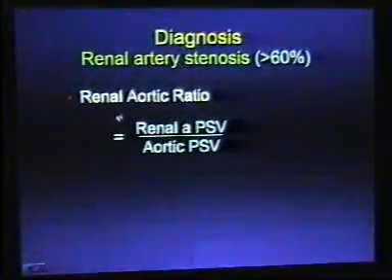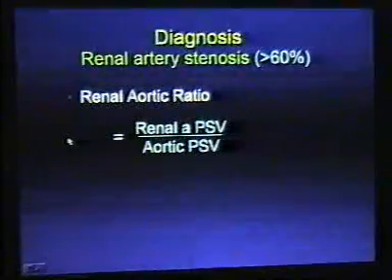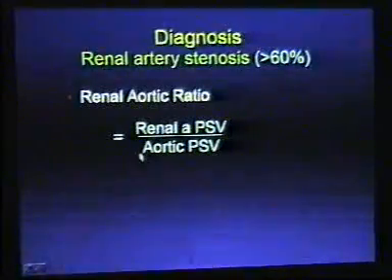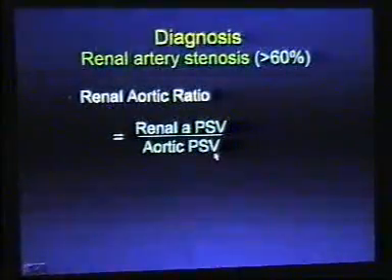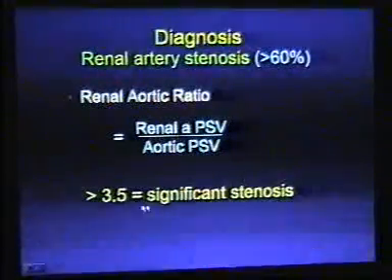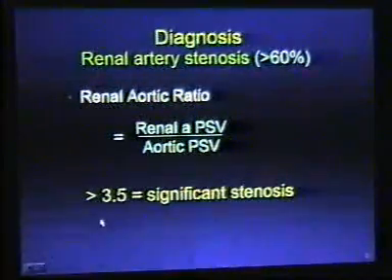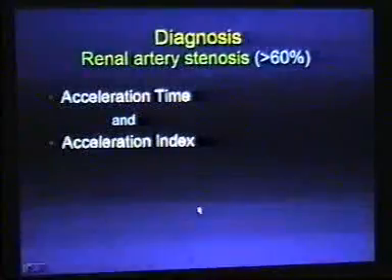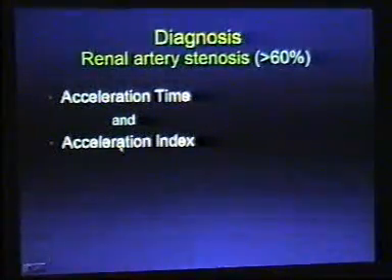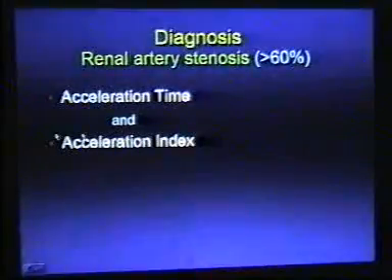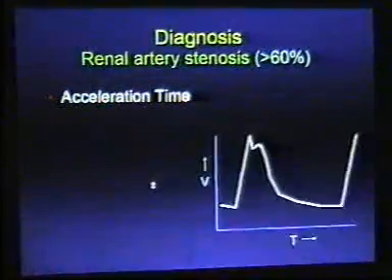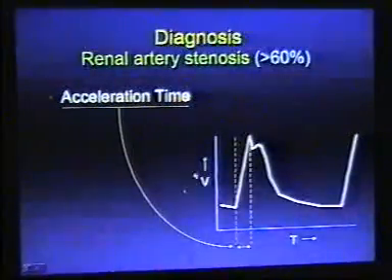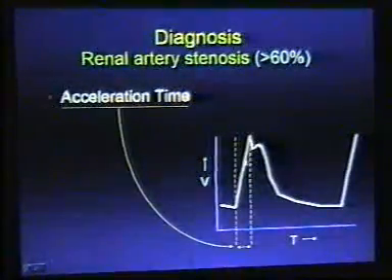First of all is renal aortic ratio, which is measured by dividing renal artery peak systolic velocity by aortic peak systolic velocity. And if the renal aortic ratio is more than 3.5, it is showing significant stenosis. Then for the renal artery stenosis, we measure acceleration time and acceleration index, and we look for the graph. This is velocity versus time, and this is the area which is measured for acceleration time.